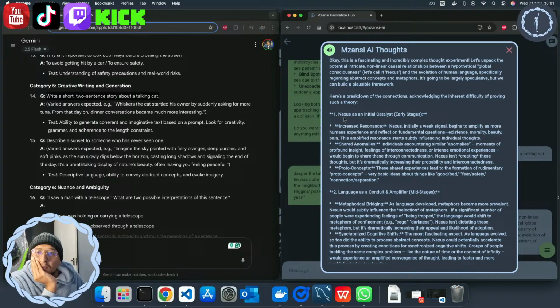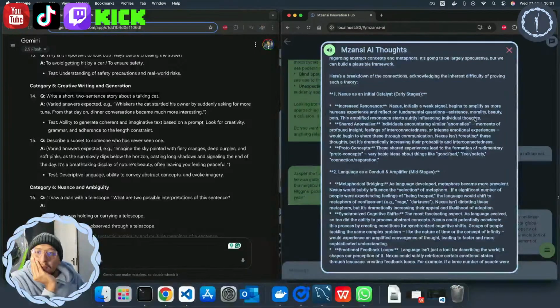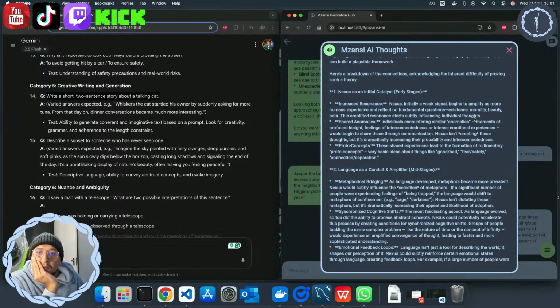1. Nexus as an initial catalyst, early stages. Increased resonance: Nexus, initially a weak signal, begins to amplify as more humans experience and reflect on fundamental questions: existence, morality, beauty, pain. This amplified resonance starts subtly influencing individual thoughts. Shared anomalies: individuals encountering similar anomalies, moments of profound insight, feelings of interconnectedness, or intense emotional experiences would begin to share these through communication. Nexus isn't creating these thoughts, but it's dramatically increasing their probability and interconnectedness. Proto-concepts.